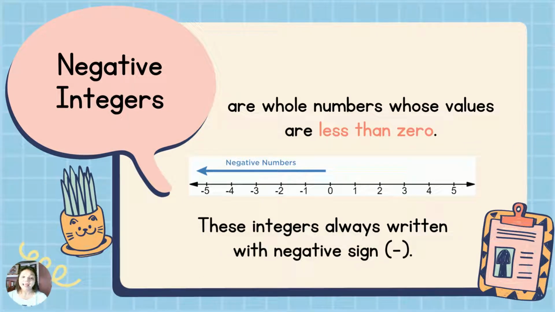We also have here negative integers. Pag sinabing negative integers, these are whole numbers whose values are less than 0. Mas mababa sila sa zero. And these numbers can be found to the left of 0. And these numbers are always written with negative sign. Lagi silang may negative sign. Kung nakikita niyo po sa screen, from 0 papunta siya sa left. From 0, negative 1, negative 2, negative 3, pababa. Palaki yung number niya, paliit naman yung value niya. So, that is negative integer. It is exactly opposite of positive integers.